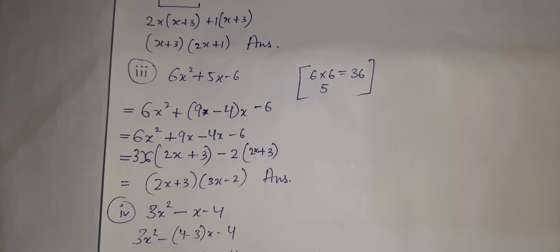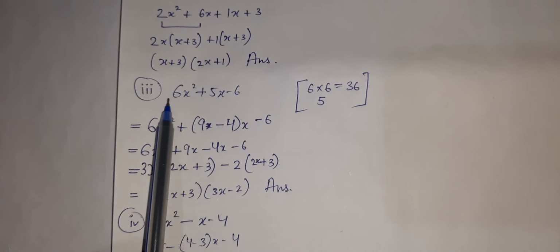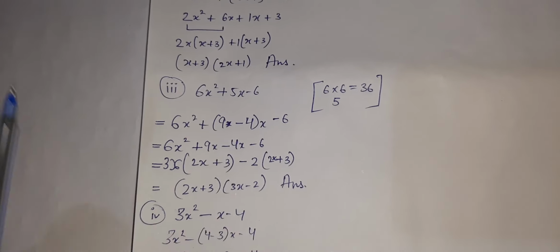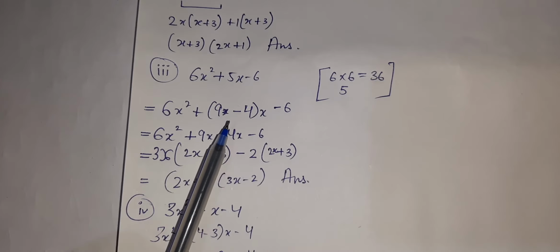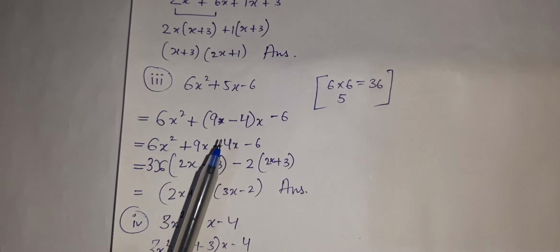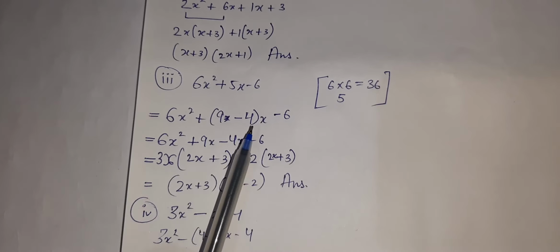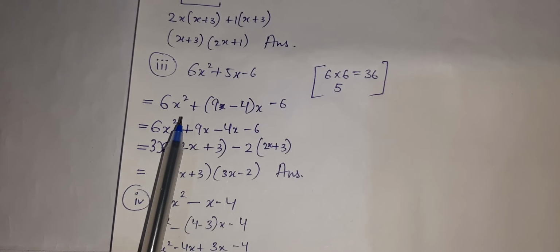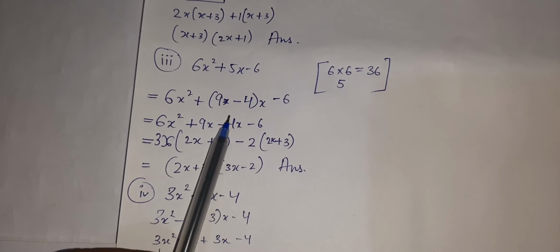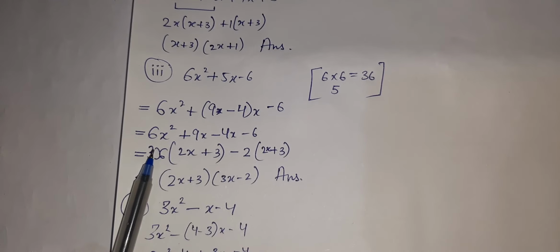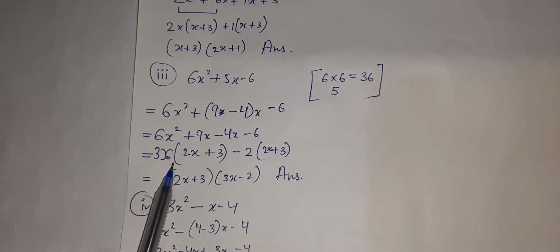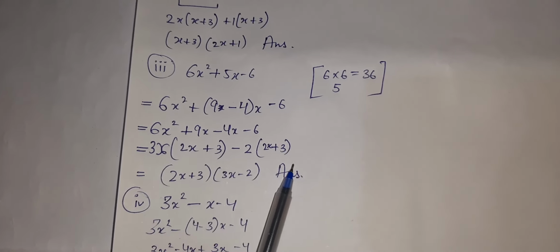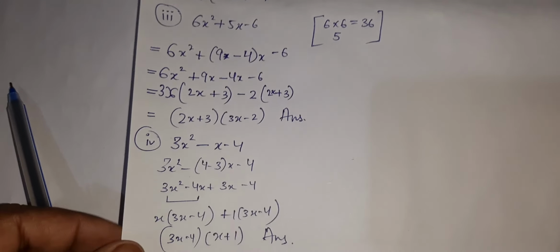Now see the third part. 6x square plus 5x minus 6. First and the last, 6 6s are 36. In middle it is 5. I have broken 5 in such a way that after multiplying we'll get 36, and after plus minus we'll get 5. 9 4s are 36. 9 minus 4 is 5. Done. 6x square plus 9x minus 4x minus 6. I have taken 3x as common, 2x plus 3 is left. Taken minus 2 as common, 2x plus 3 is left. The answer is there in front of you.